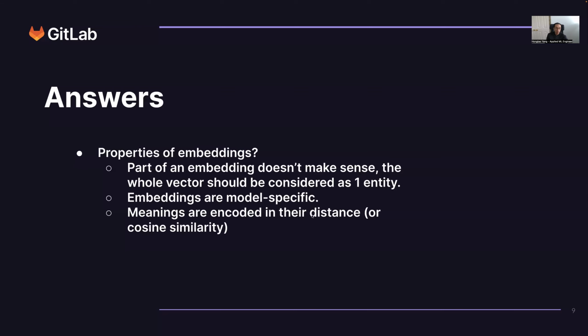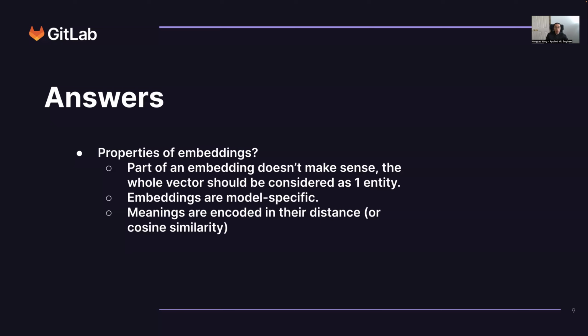And embeddings are model specific, meaning if you get one embedding from an OpenAI model and another embedding from a Google model, you shouldn't really compare those two in a meaningful way. They are not comparable. Each model is trained on its own objectives and its own data, and as a result, their embeddings are specific to their model.